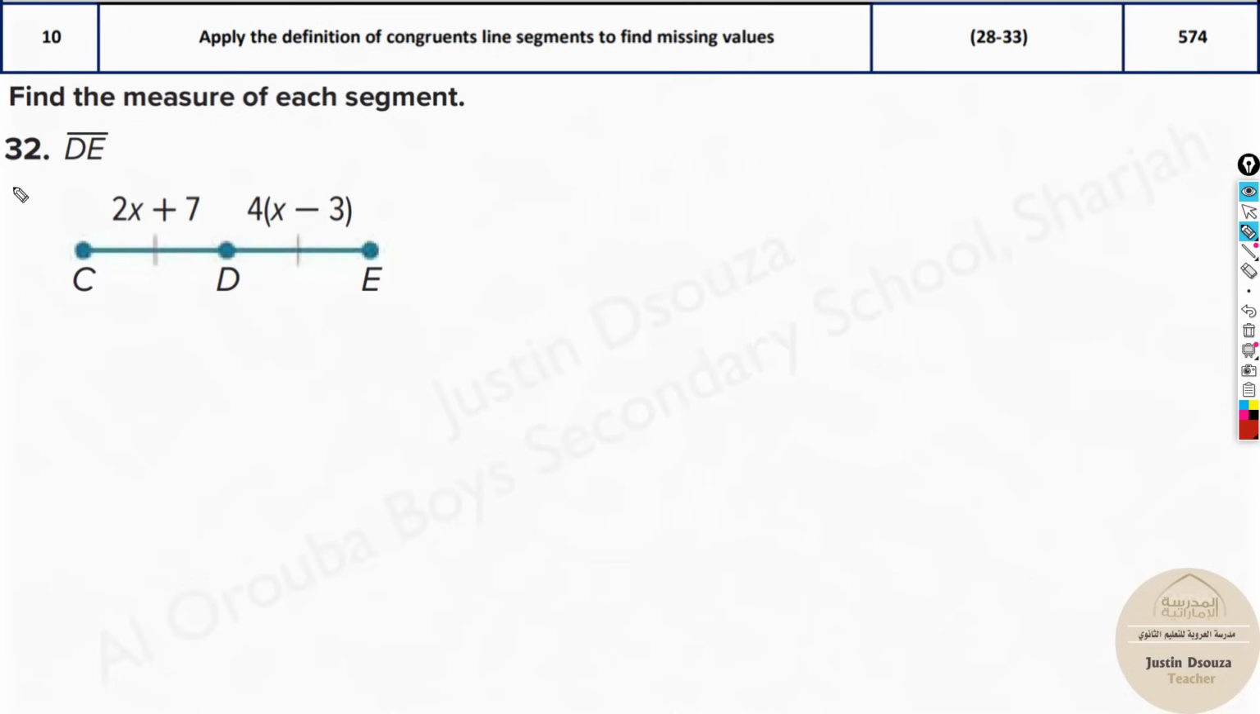Here they have told us the measure of DE needs to be found. But we know CD and DE are congruent. So just equate these both. 2x plus 7 is equal to 4 times x minus 3.